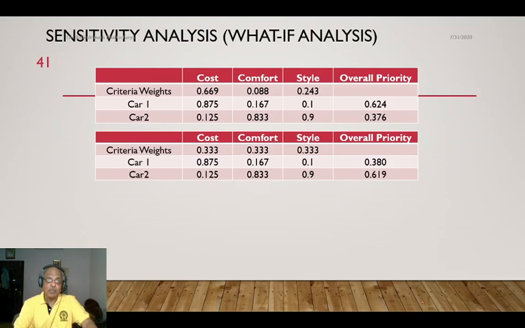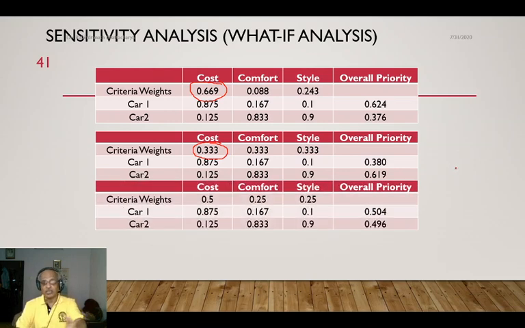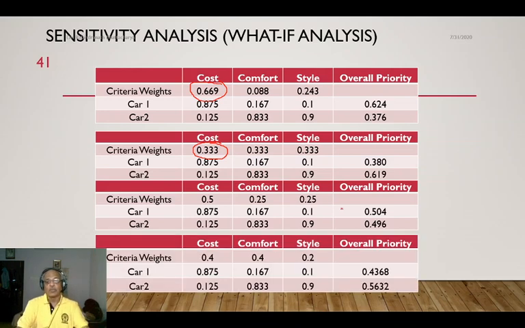What I have done here, I have changed the criteria weight. You must be seeing that 0.669, I have made it 0.333, and overall priority will change. Similarly, it's 0.5 for the cost, comfort 0.25 and style 0.25. Similarly, for another one I have done, keeping 0.4, 0.4 and 0.2 for the style in the fourth one.